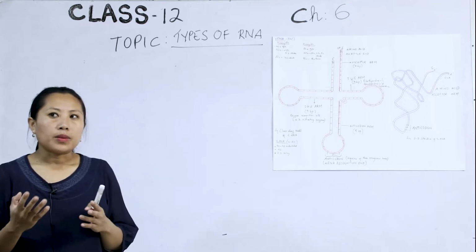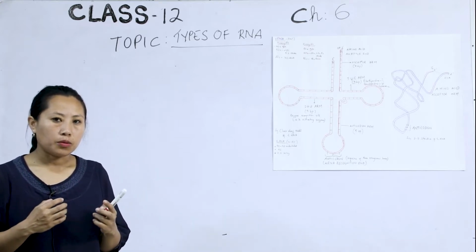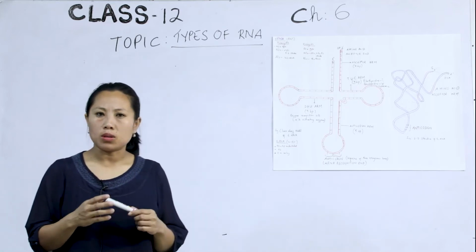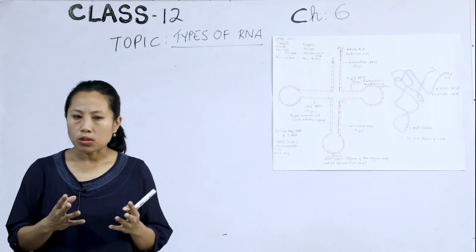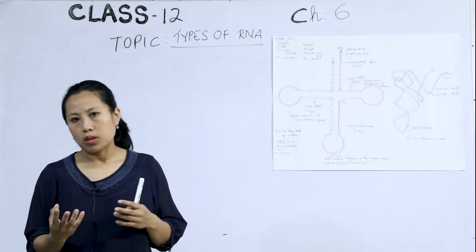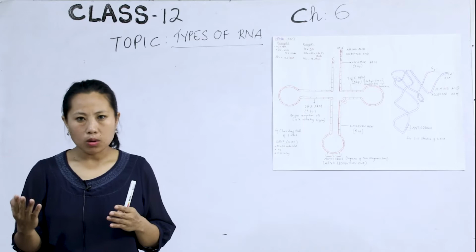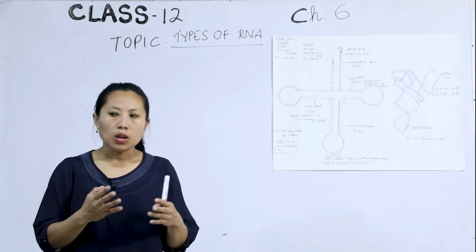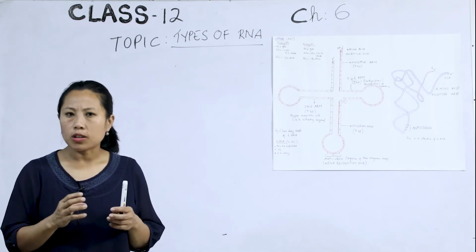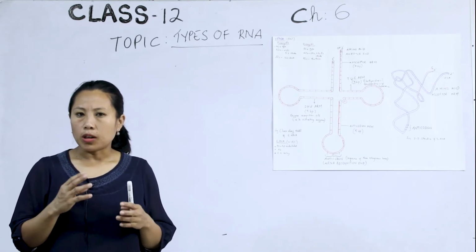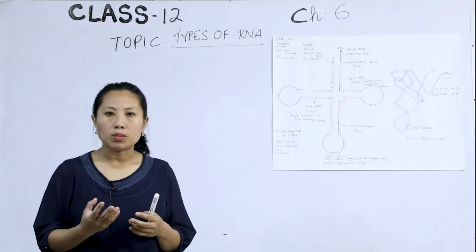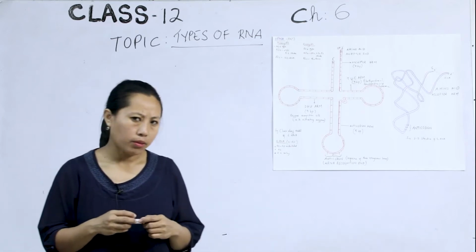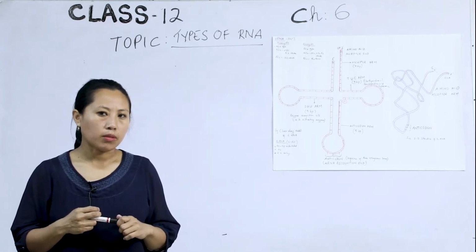In the beginning of chapter 6, molecular basis of inheritance, we discussed DNA, how a DNA looks, the molecular structure, and accordingly, side by side, we can even discuss RNA. RNA is a single-stranded polynucleotide, ribonucleic acid, and it is found as a genetic material in most of the plant viruses and in some of the animal viruses.